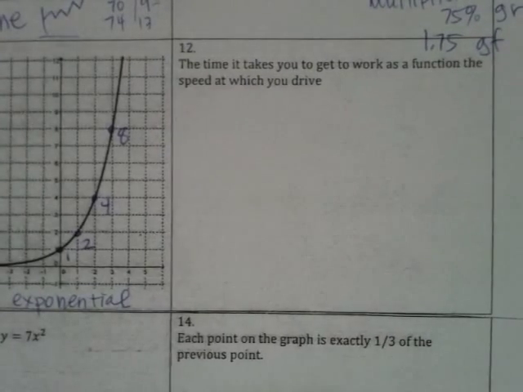Number 12, the time it takes you to get to work as a function of the speed at which you drive. Now this is tricky because if I were driving on the freeway from Cedar City to St. George and I had my cruise control on at 75 or 85 miles per hour, that would be linear, right? I'm going 85 the entire trip. I don't slow down, I don't speed up. But my commute to work, I pull out of my driveway, I stop at the stoplight, I turn left, I stop at the stop sign, I turn right, I pull up the hill, I stop, I turn left, I wait for cars, I see a cop, I slow down, right?